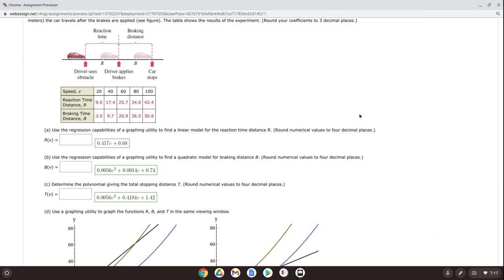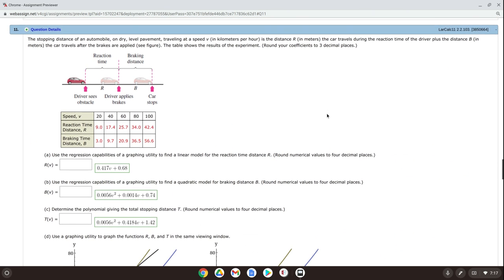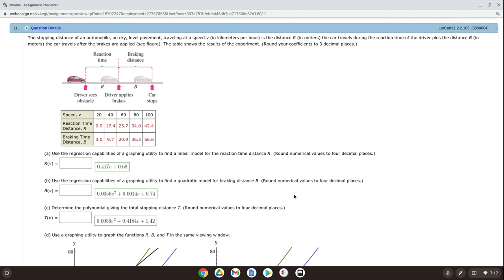All right, boys and girls. Here's number 11 from 2-2. This is pretty much a graphing calculator problem in parts A and B, and then a pretty simple part C.